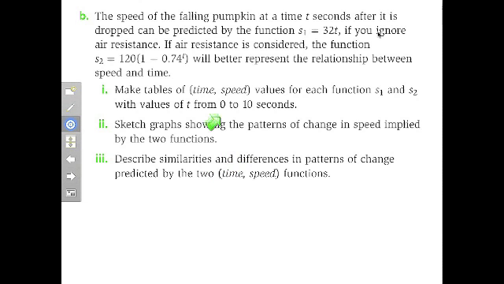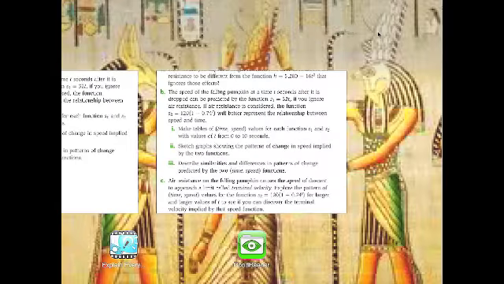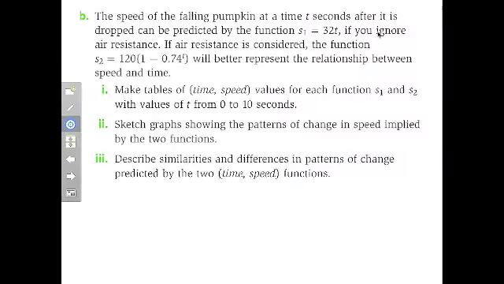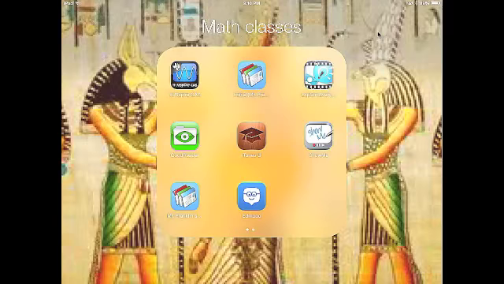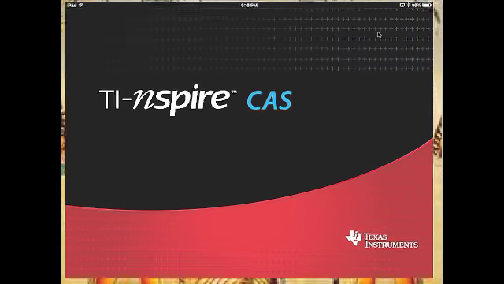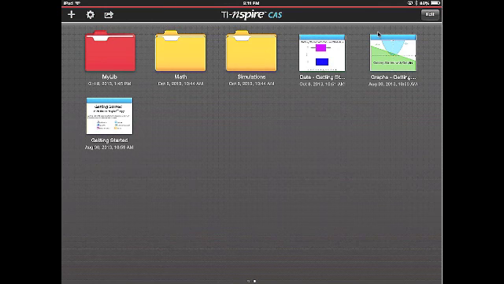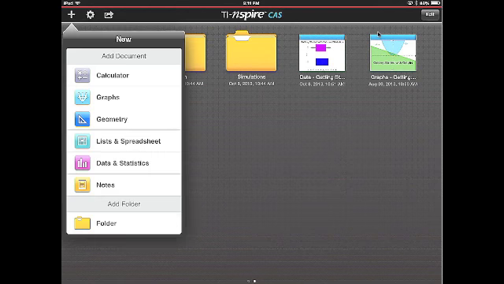So parts 1 and 2 we're going to do together. In fact, we're going to do graphs first and then look at the tables because that's slightly easier with the TI Inspire. So let's click over to the TI Inspire app. Going back to the home screen, I'm going to run the TI Inspire app and it gives me the home screen. And then the files, I am going to start a new file.